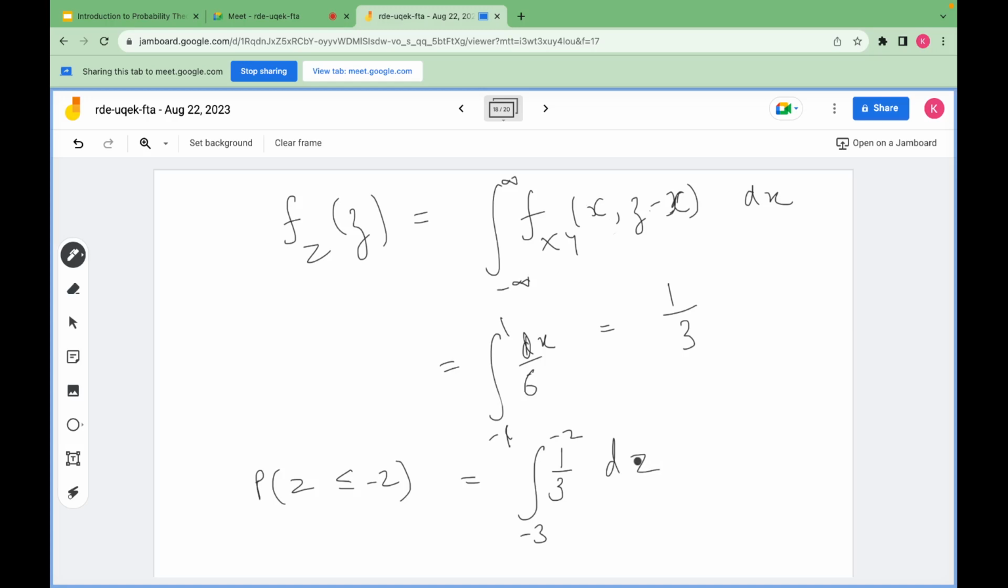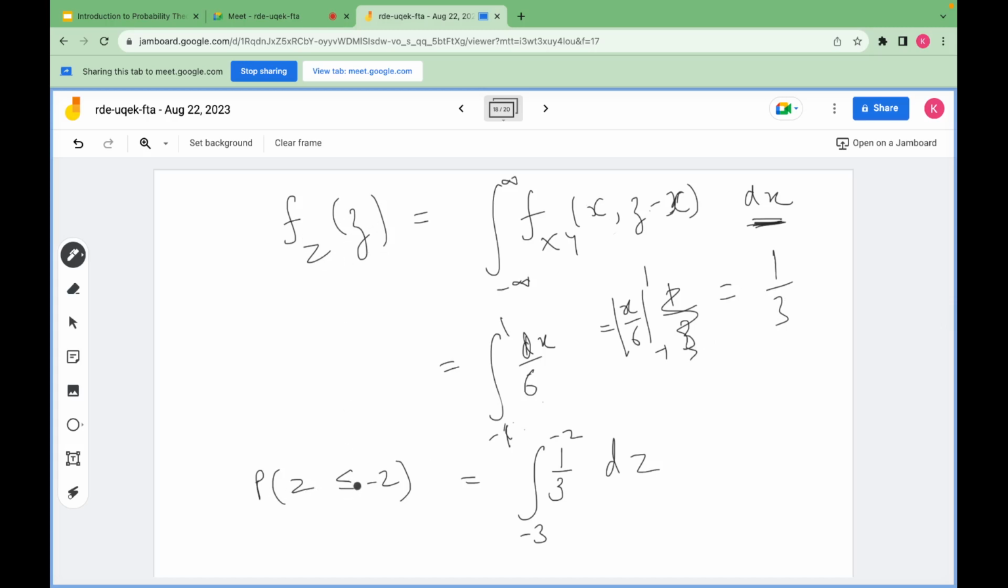Minus 3 to minus 2. We need to find the probability that z is less than or equal to minus 2. Here it is for dx, so we use the limits for x. This expression is nothing but 1 by 6, so it comes out to be dx by 6, which becomes x by 6 from minus 1 to 1, and this is nothing but 1 by 3.